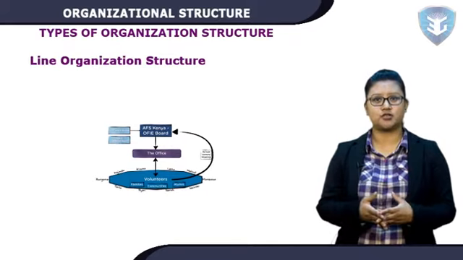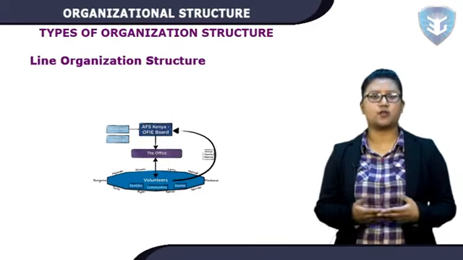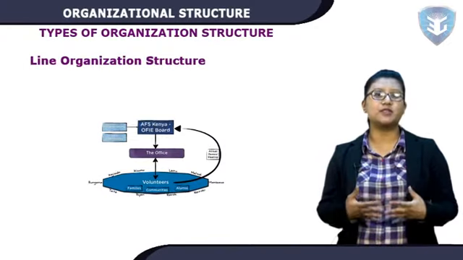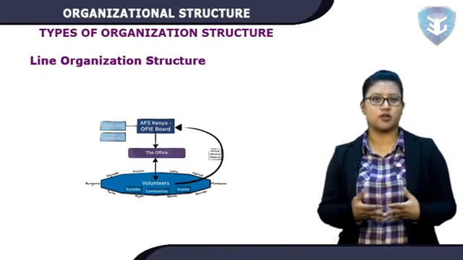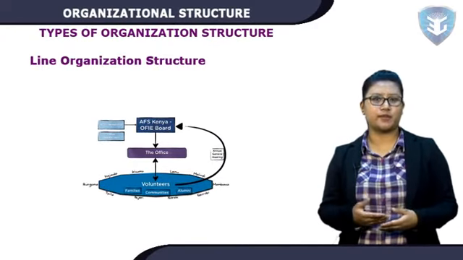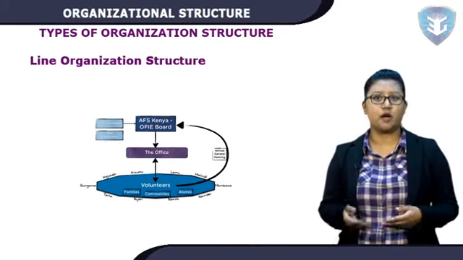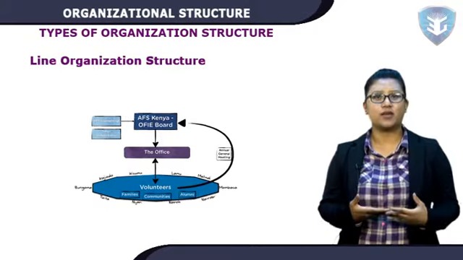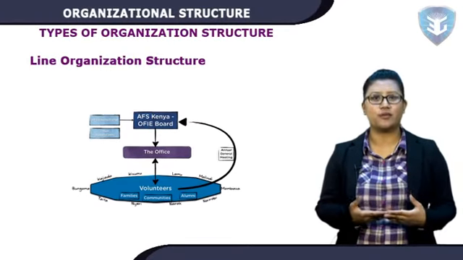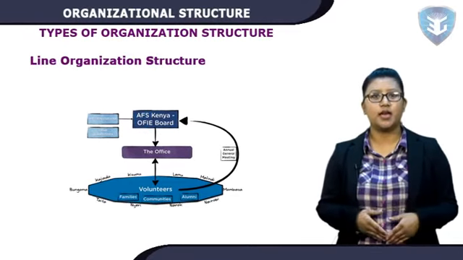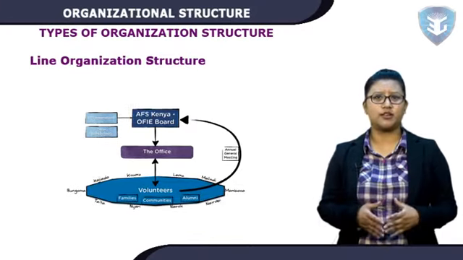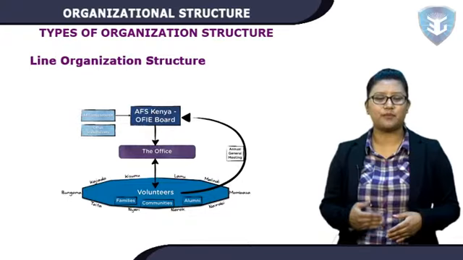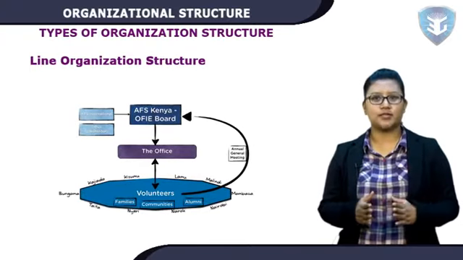Line organization structure. Line organization, also called military or scalar organization, is the oldest and the simplest form of internal organization structure. It was first developed by the Roman army and later adopted by armies all over the world. Factory owners also used line organization structure in its purest form in the 19th century in England. In the line organization, the line of authority moves directly from the top level to the lowest level in a step-by-step manner. It is straight and vertical.